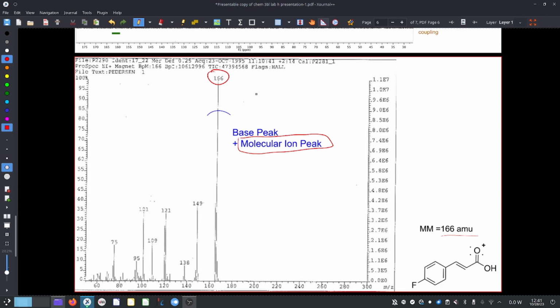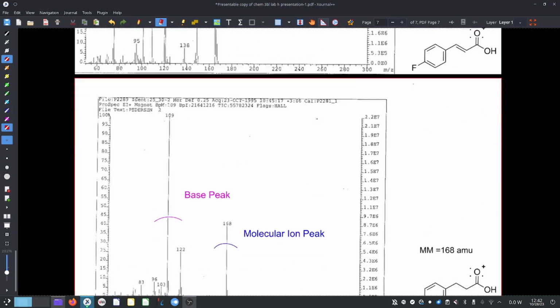Another identifying peak is the base peak. This is just the highest peak, and that shows us the most frequent form of the molecule. So in this case, for our starting material, the base peak and molecular ion peak are the same thing. That's how we label them.